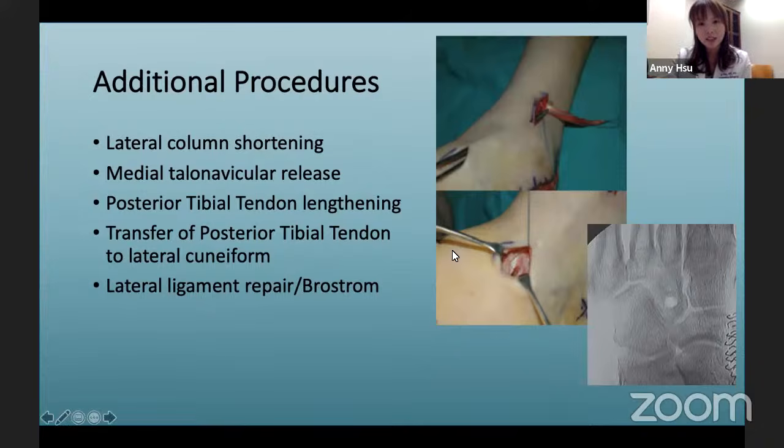Posterior tibial tendon can either be lengthened or transferred, and typically a transfer onto the lateral cuneiform is better. So you can see the posterior tibial tendon is being harvested on this picture, and then this incision is right over the lateral cuneiform, and the harvested posterior tibial tendon is seated into the lateral cuneiform with an interference screw.